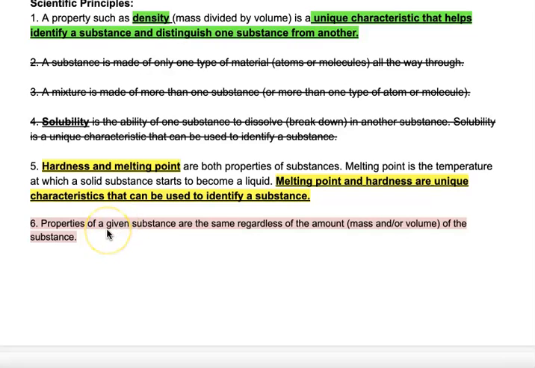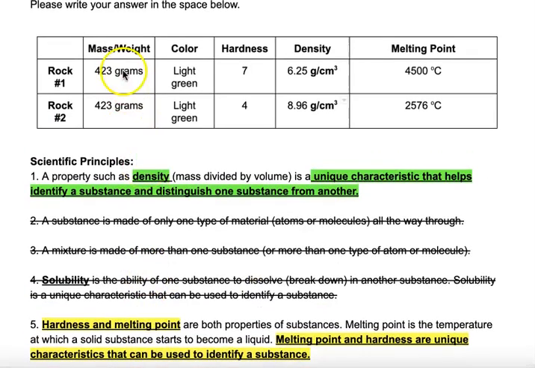And we can go to the third one. The properties of a given substance are the same regardless of the amount of substance. Again, the masses are the same, but it doesn't matter.